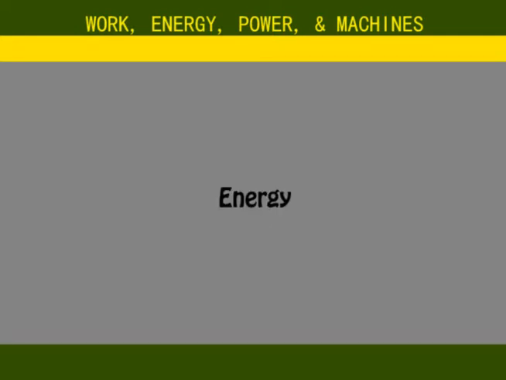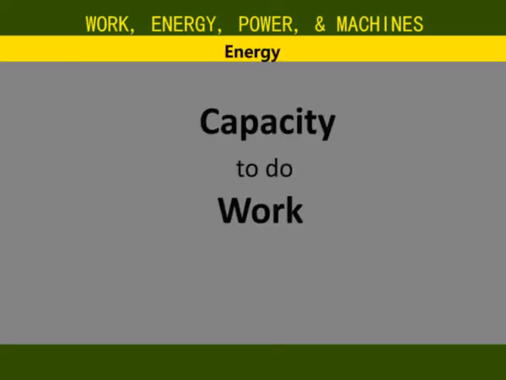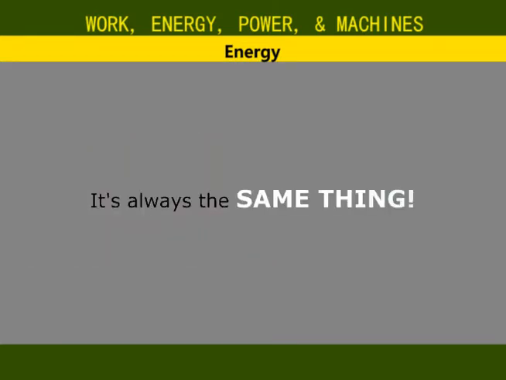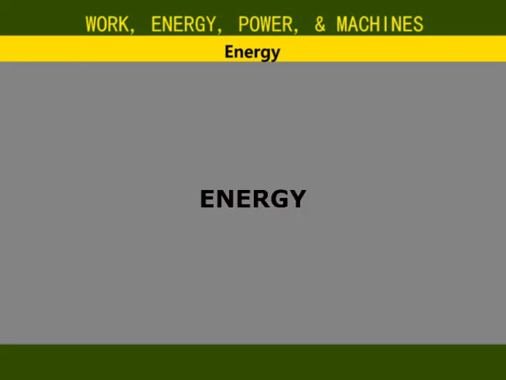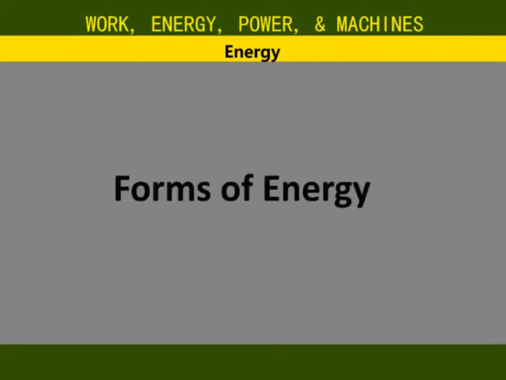And now let's talk about energy. Energy is quite simply the capacity to do work. Energy can be in lots of different places. It can be stored or it can be moving, but it is always the same thing. However, we give it a name depending on where it is, and there are basically 9 forms of energy, and most of them are fairly obvious.